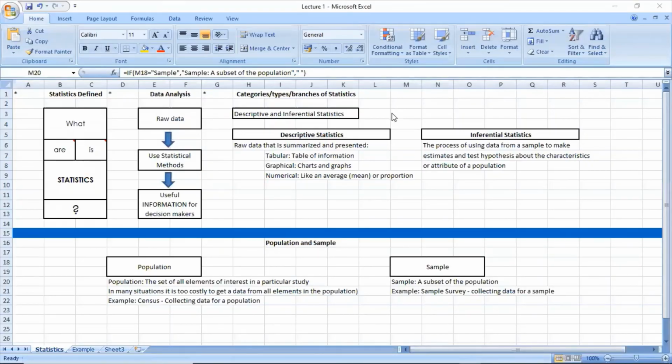Well then, we have discussed the definition of statistics, what statistics are and what statistics is. We have discussed the data analysis model that we'll be using for this course. We have also discussed the two categories or types or branches of statistics, and we have also differentiated and discussed the concept of population and sample.